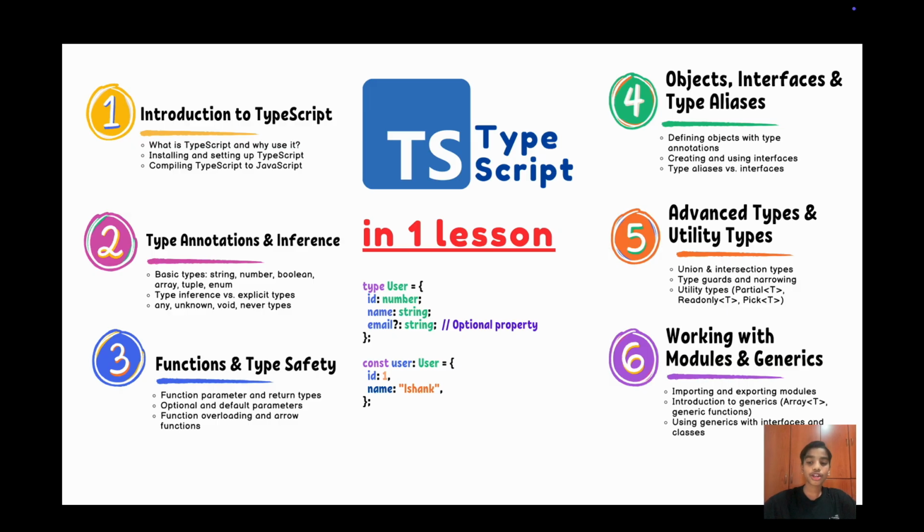We're going to learn about union and intersection types. We're going to learn about type guards and narrowing. And also we're going to learn about utility types such as Partial<T>, Readonly<T> or Pick<T>. And over here you may ask, what is T over here? So T is just a short form of type.